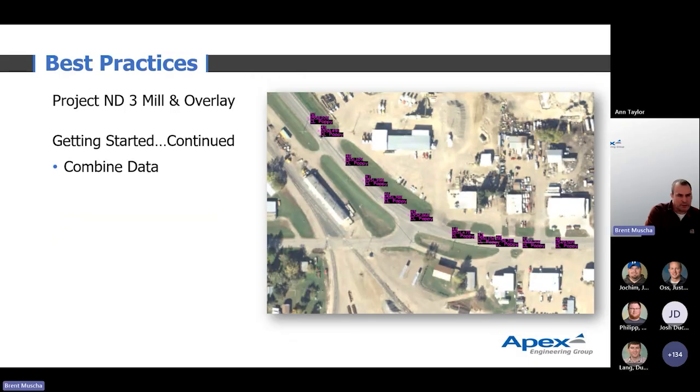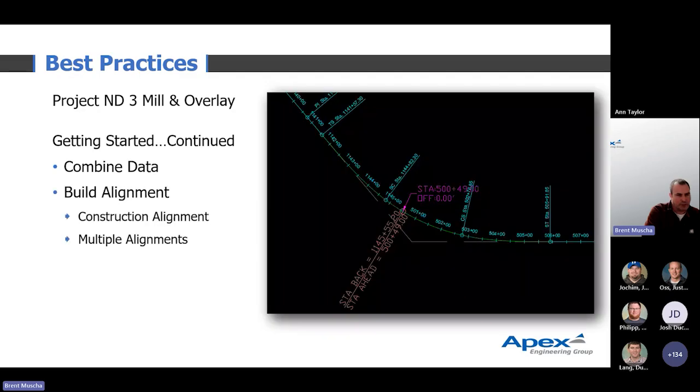So we take all that data, we combine it, bring it back in the office, and then we start building our alignment. We will do a best fit alignment through those points. You can see this example on the left. This was the stationing that was provided in the plans on the ND 3 project with one of the station equations. So after we compiled all of it, we tried to see how the alignment fit the road and everything.